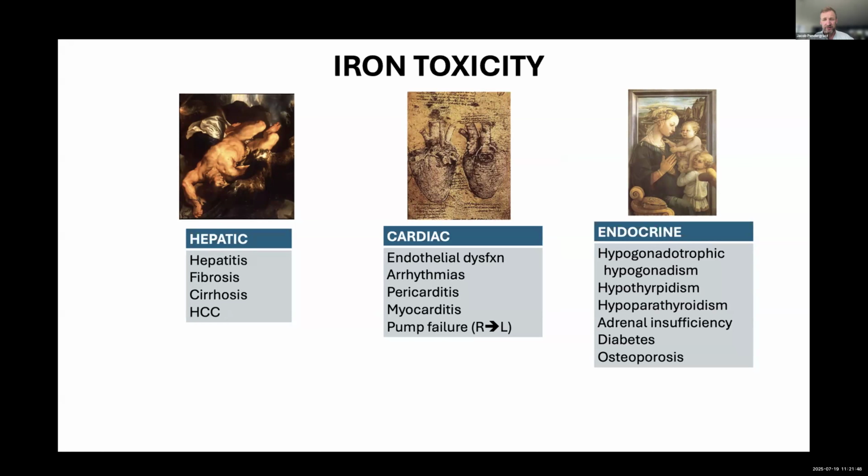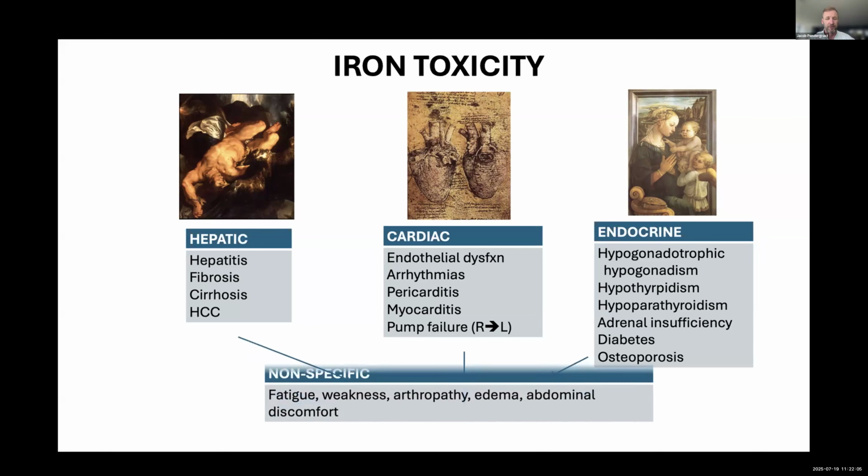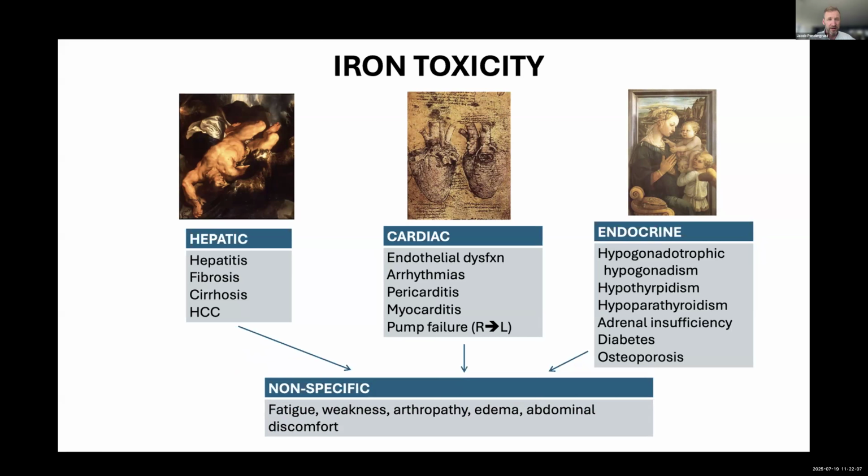And then in terms of the endocrine system, this can affect your pituitary gland. It can affect your thyroid, your parathyroid, your adrenal glands, your pancreas. And as a consequence of all of those things, osteoporosis can result as well. So these are all things that we're constantly checking for in patients who we know have iron overload. Many of these do not actually cause symptoms until very far advanced. And some of the symptoms that you can develop are not specific.